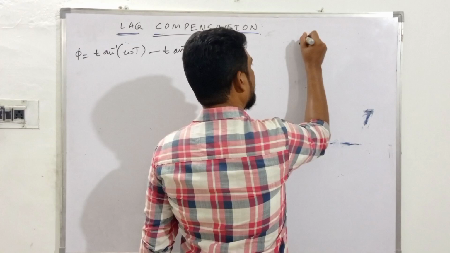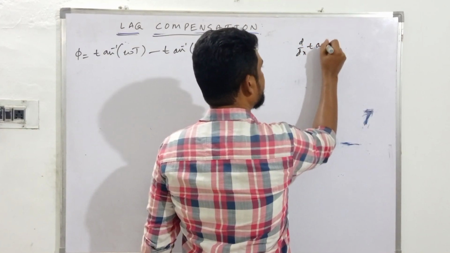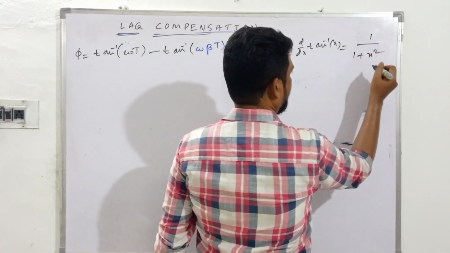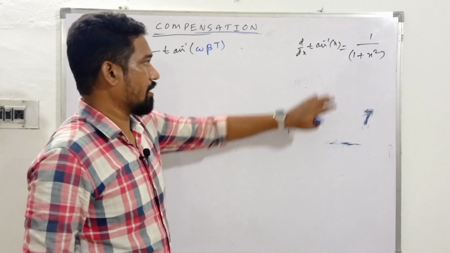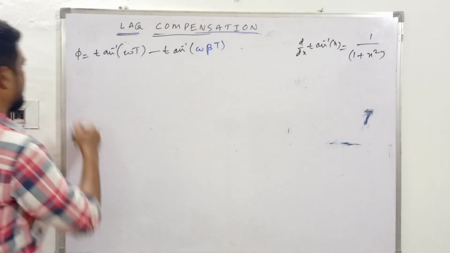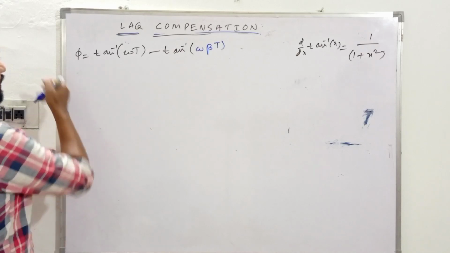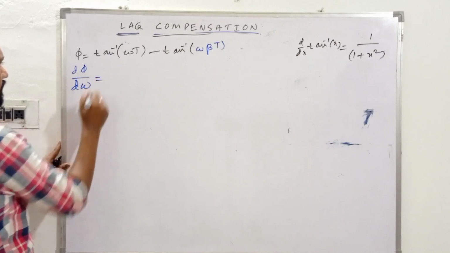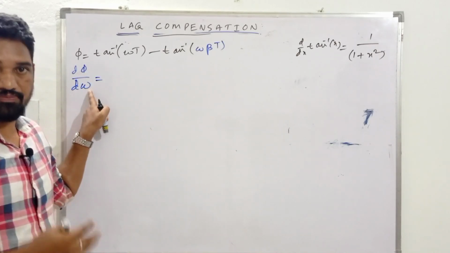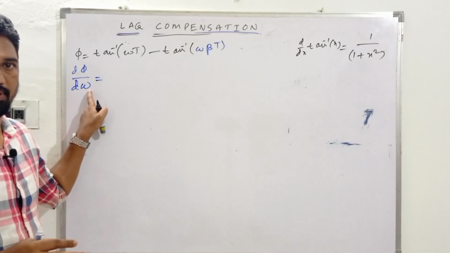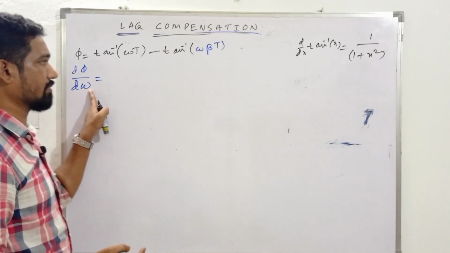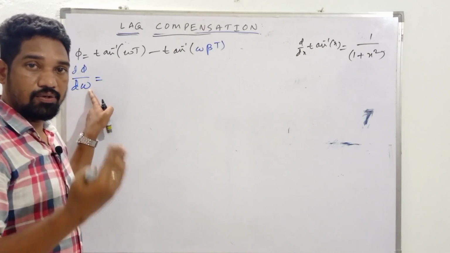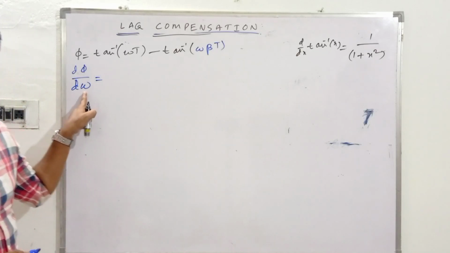What is d by dx of tan inverse x? It's 1 upon 1 plus x square, isn't it? So we will make use of this relationship. For the entire expression, d phi by d omega equal to 0, and whatever omega is left we separate and evaluate. That will be the frequency at which the maximum phase lag occurs, and that omega will be equal to omega m.